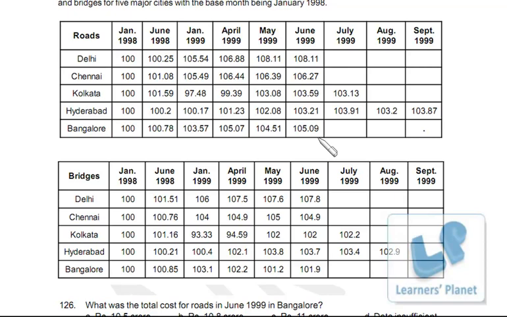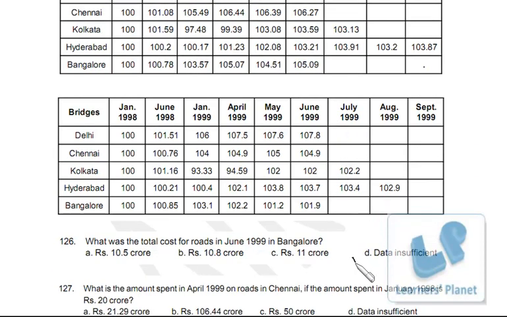Okay, but this is not the actual data. It is not the actual cost. It is with reference to January 1998, right? So if we have to find out the actual cost, we have to have the data, data of January 1998. So we don't have that actual data. This is just the base year. We have considered this base to be 100, but it is not actual cost. So we cannot find out the cost of January 1998, and if we are not able to find out the cost of January 1998, we cannot find out the cost of June 1999. Okay, so over here the data is insufficient. I hope you are getting my point.